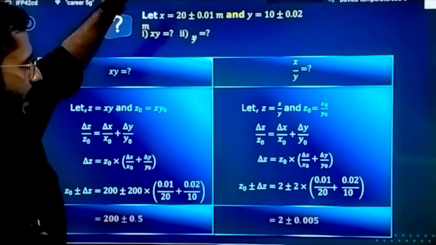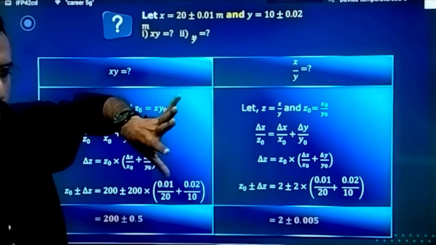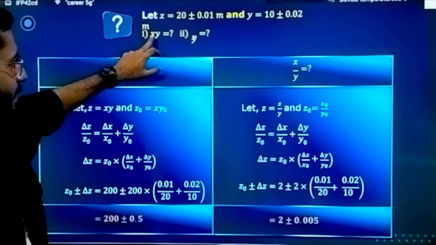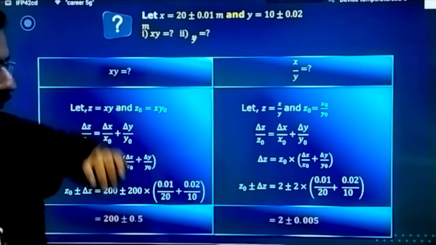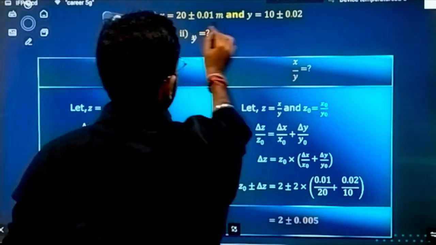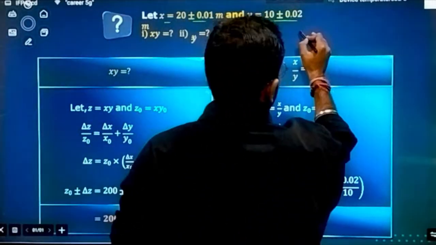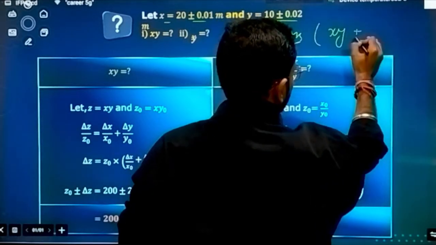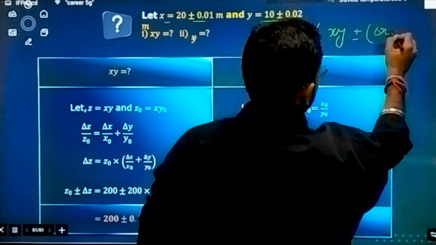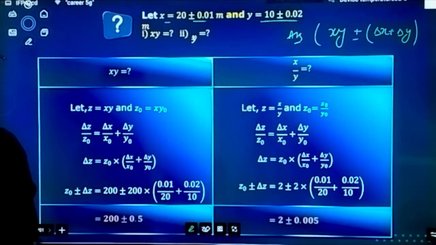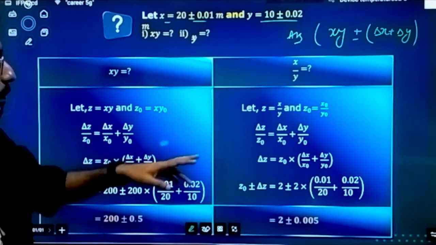Again a basic question, again the same kind of solving you have to do. Firstly calculate the absolute value. Let's suppose here it is x into y. If you have to quote your final answer, here x is given, here y is also given. The final answer you will be quoting will be x into y, the absolute values, plus or minus delta x plus delta y. That's it. This will be your final answer, because errors always get added up.